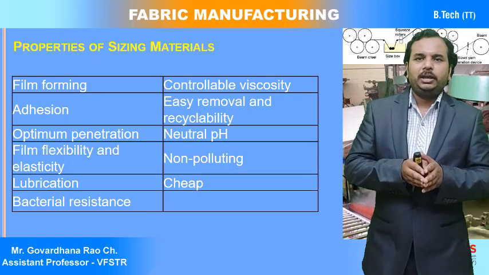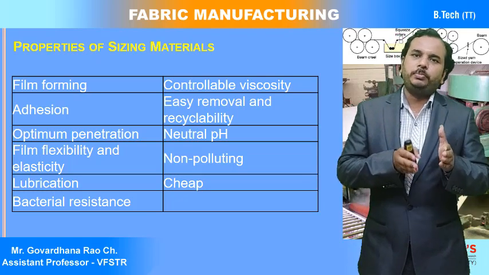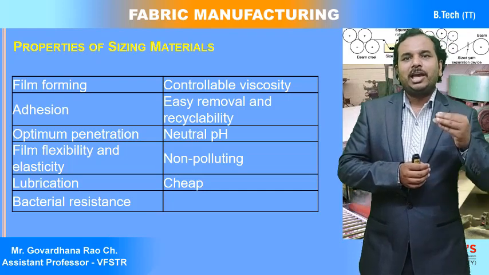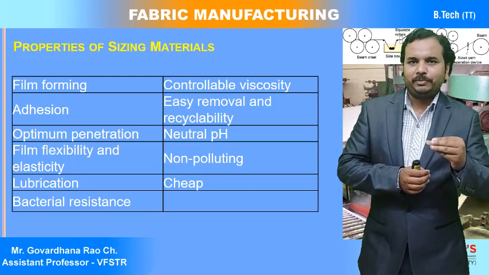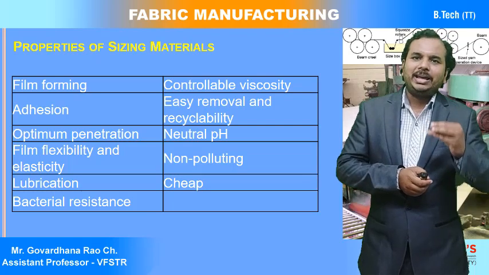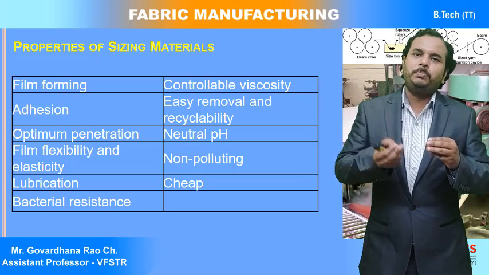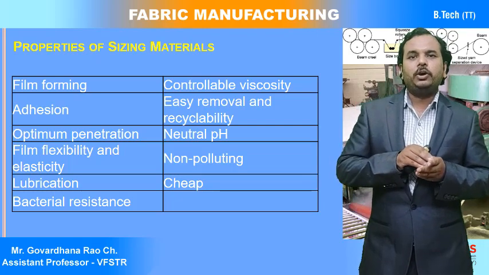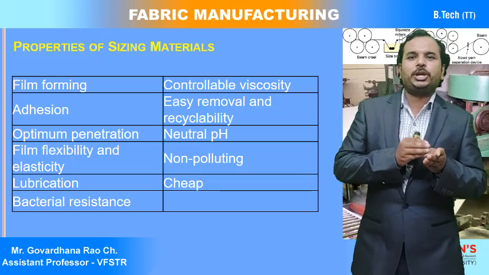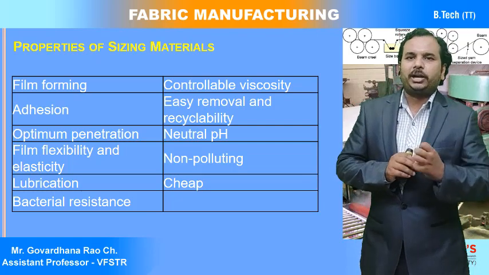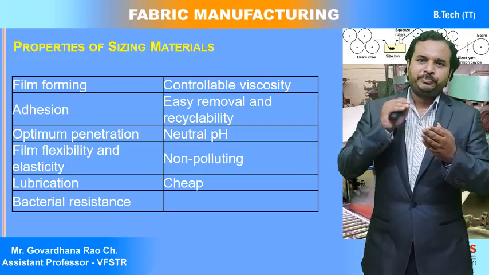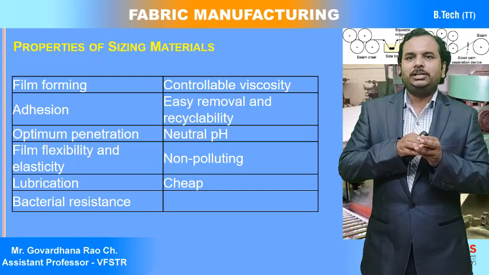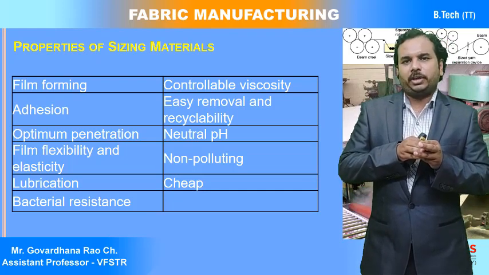You can see that the film forming capability should be there. So the size paste should be having a film forming capability. Then adhesion, nothing but the size paste should be adhered to the yarn or to the fibers. That is called the adhesion property. And optimum penetration should be there. Optimum nothing but it should be penetrated through the fibers, inside the structure of the yarn.